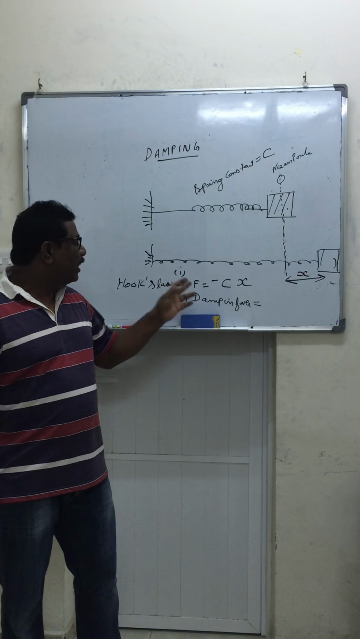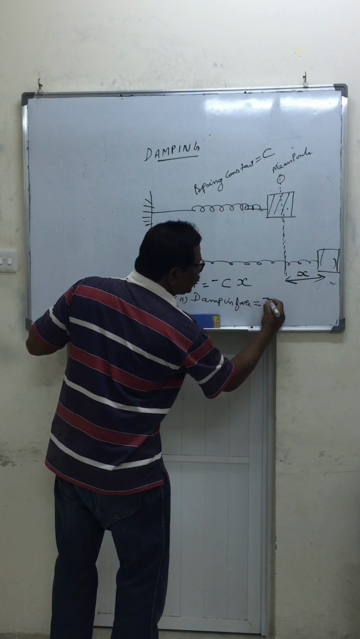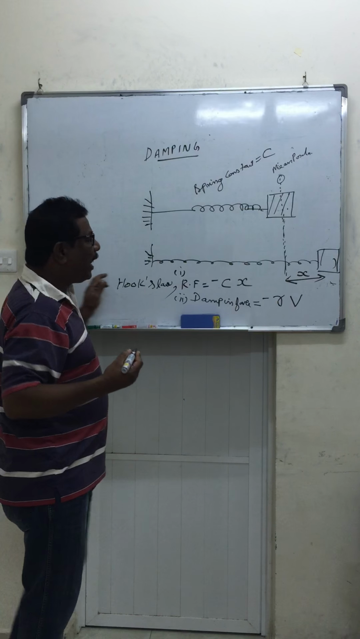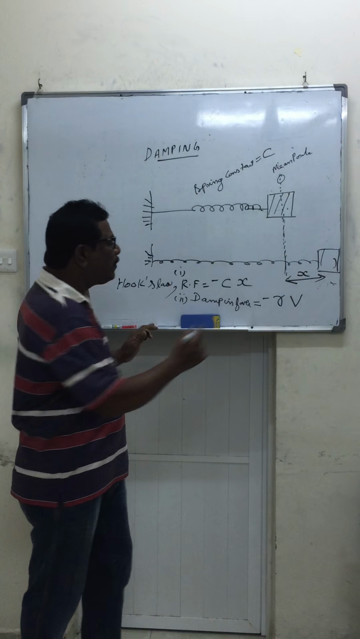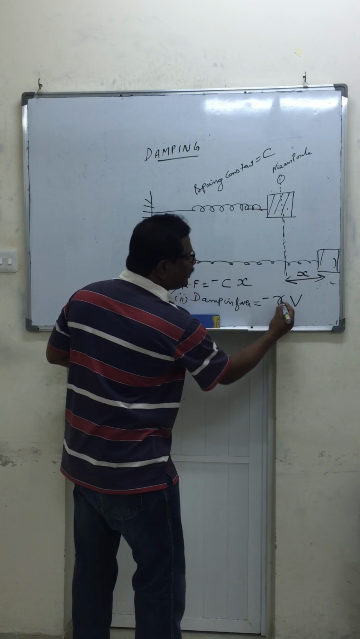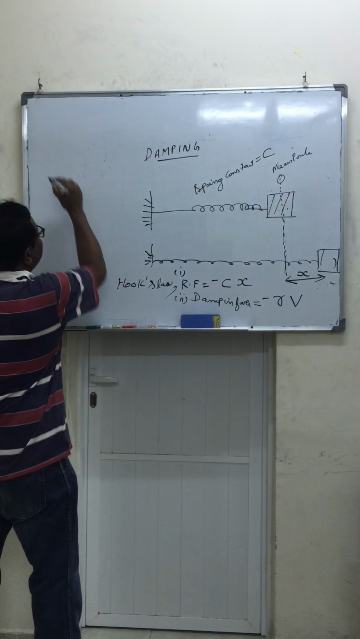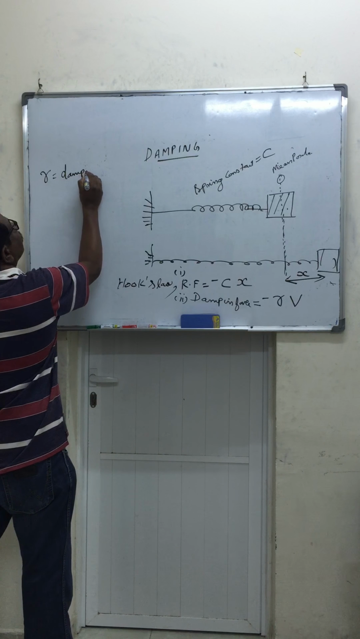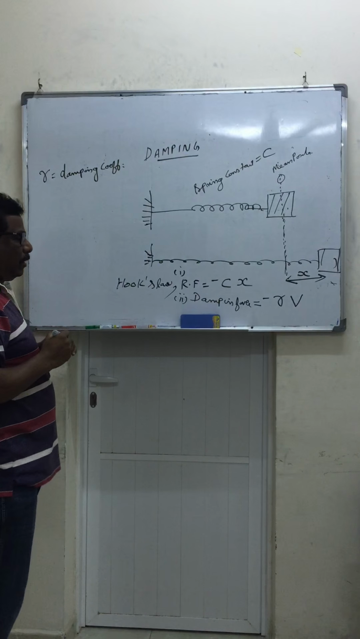Another one is called damping force. And damping force is given by the equation minus gamma times V. And V is the velocity of the spring or the block. V means velocity, and gamma is a constant, and that constant is called damping coefficient.